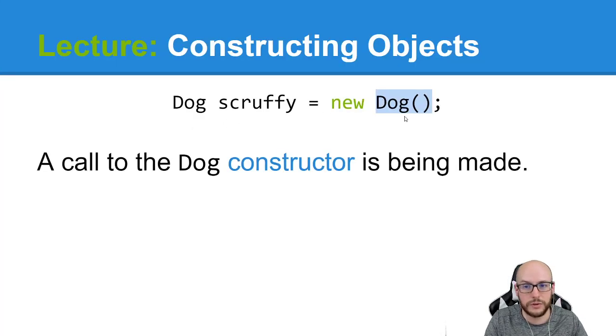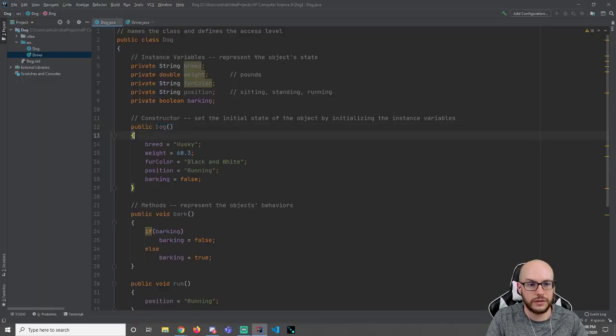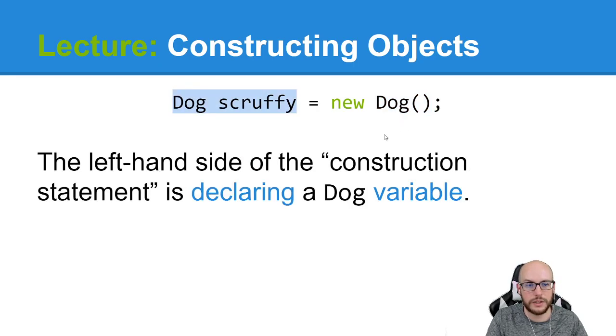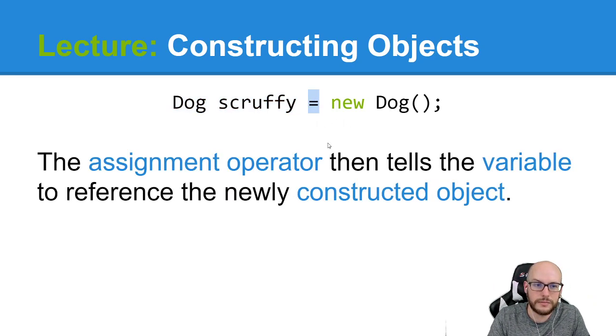A constructor is similar to a method. But in this case, I'm not calling a method. I'm actually calling the dog constructor. So we're saying, let's make a new dog. That's one idea, creating the actual object. The other is variable declaration. The left-hand side of this construction statement is declaring a dog variable. The assignment operator is ultimately telling that variable to store or reference the new dog object that we just created. And from that point on, if I want to refer to this dog object, I'm going to refer to it through the variable, through Scruffy.